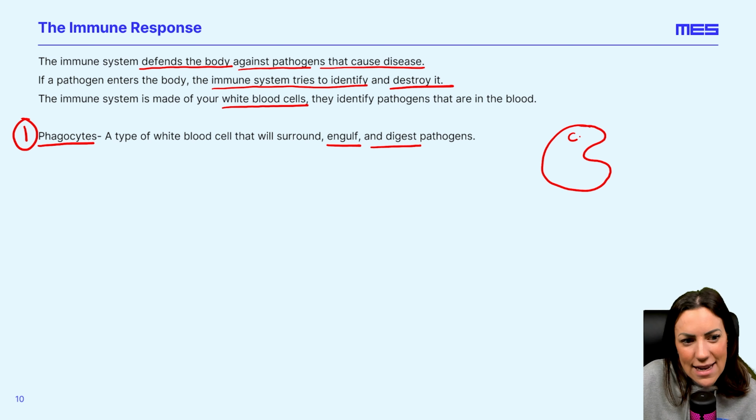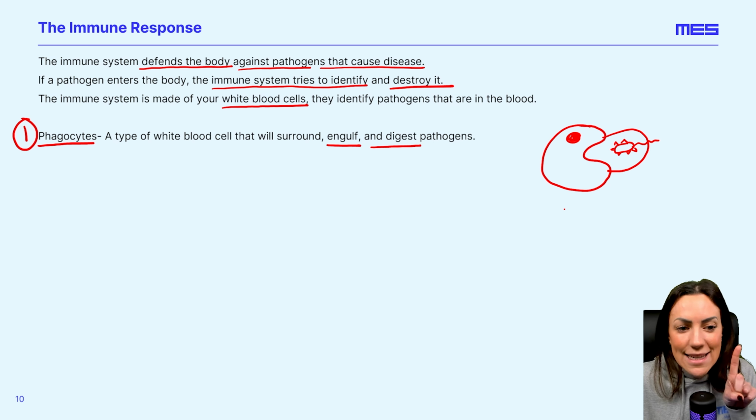So here is a phagocyte. Looks like a bit of a Pac-Man, but actually that's the cell membrane, that's the nucleus, that's the cytoplasm. Here's a pathogen which has got foreign antigens on its surface. Now, the phagocyte is going to recognize that those antigens are foreign and is going to engulf it.